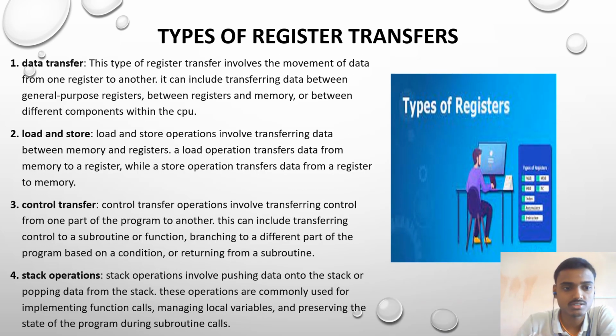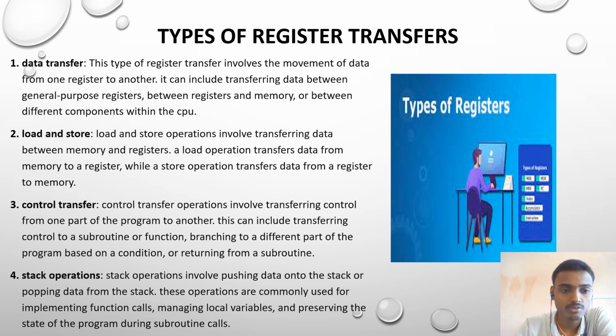Types of register transfer. First one is data transfer. To transfer data, there are some registers which perform this operation. This type of register transfer involves the movement of data from one register to another register. It can include the transfer of data between general purpose registers, between register and memory, as I said before, and between the different components within the CPU.